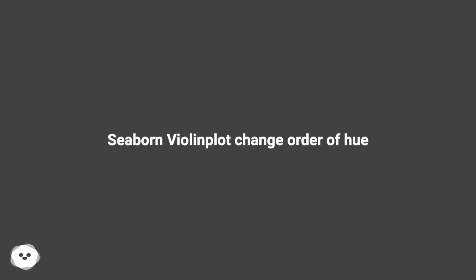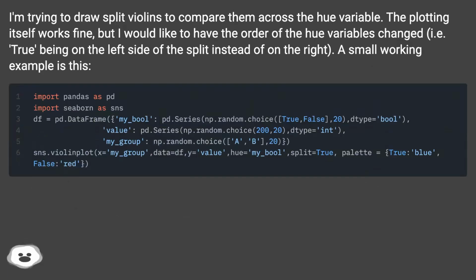Seaborn violinplot change order of hue. I'm trying to draw split violins to compare them across the hue variable. The plotting itself works fine, but I would like to have the order of the hue variables changed, i.e. true being on the left side of the split instead of on the right. A small working example is this.